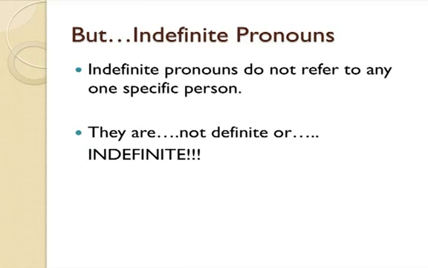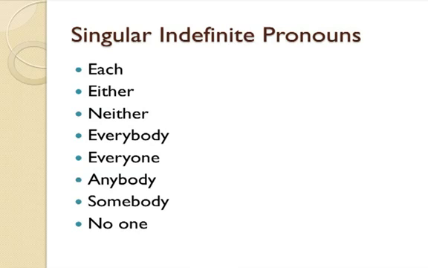Here's where it gets a little bit tricky. Personal pronouns are clear: he, she, they, them. They refer to a specific group of people. But there's another class of pronouns which are called indefinite pronouns. They do not refer to any one specific person. They refer to these amorphous indefinite groups. These indefinite pronouns and words like them take singular verbs. So take a moment, pause, go ahead and write those down.